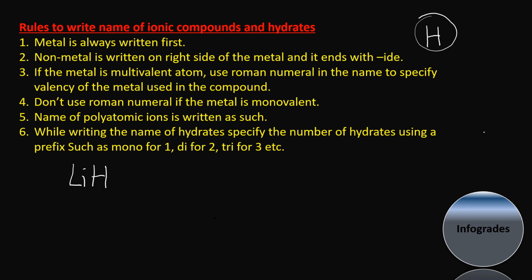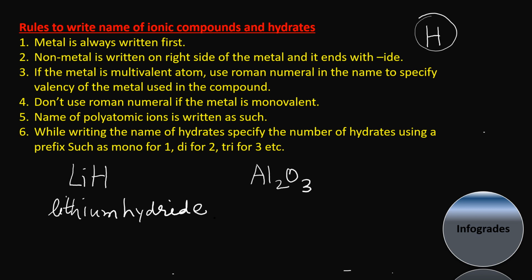Lithium is a metal written on the left side, so I'll write lithium as it is. Hydrogen will turn into hydride. So lithium hydride. If I have, for example, aluminum Al2O3, we'll just write the name of the aluminum. Oxygen is oxide. So I'll write aluminum oxide. So writing the names is very easy, right?